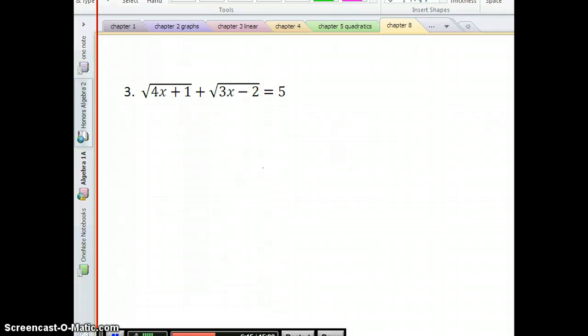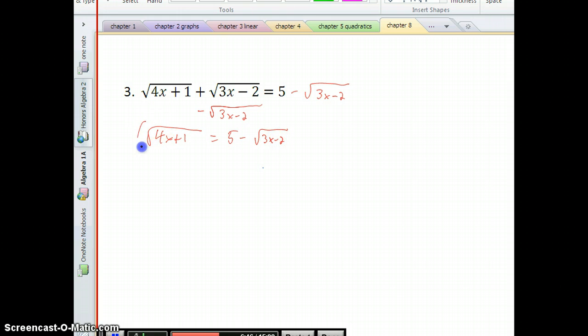Alright, number 3. We're going on to a slightly harder problem. This time we have two radicals, so we have a choice. We can either get the first one by itself or the second one. I'm going to choose to get the first one. It should not matter, but sometimes it can lead to a little bit easier process depending upon which radical we isolate. So this gives us the square root of 4x plus 1 equals 5 minus the square root of 3x minus 2.